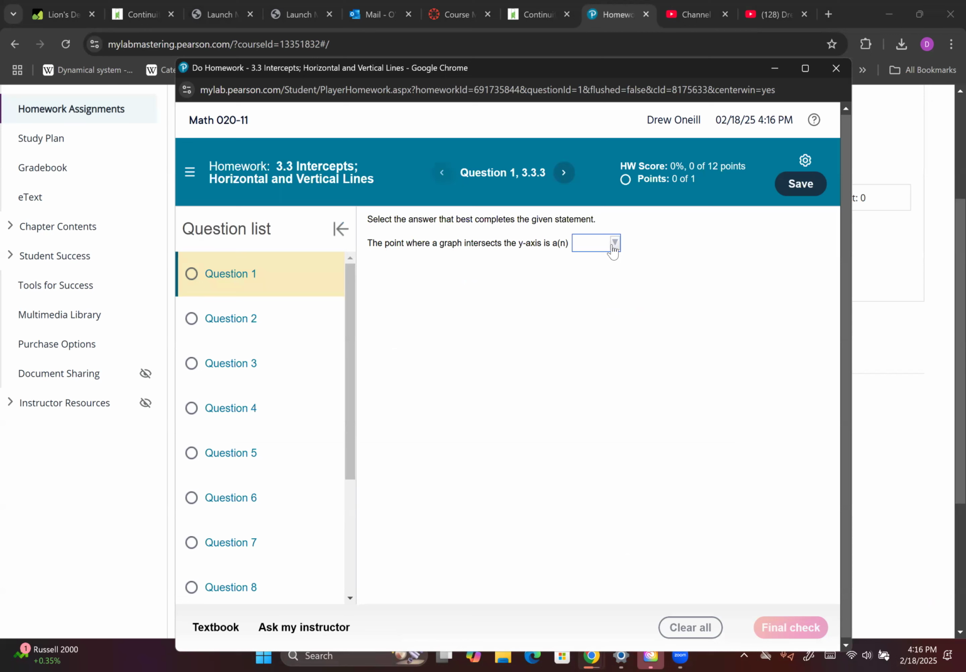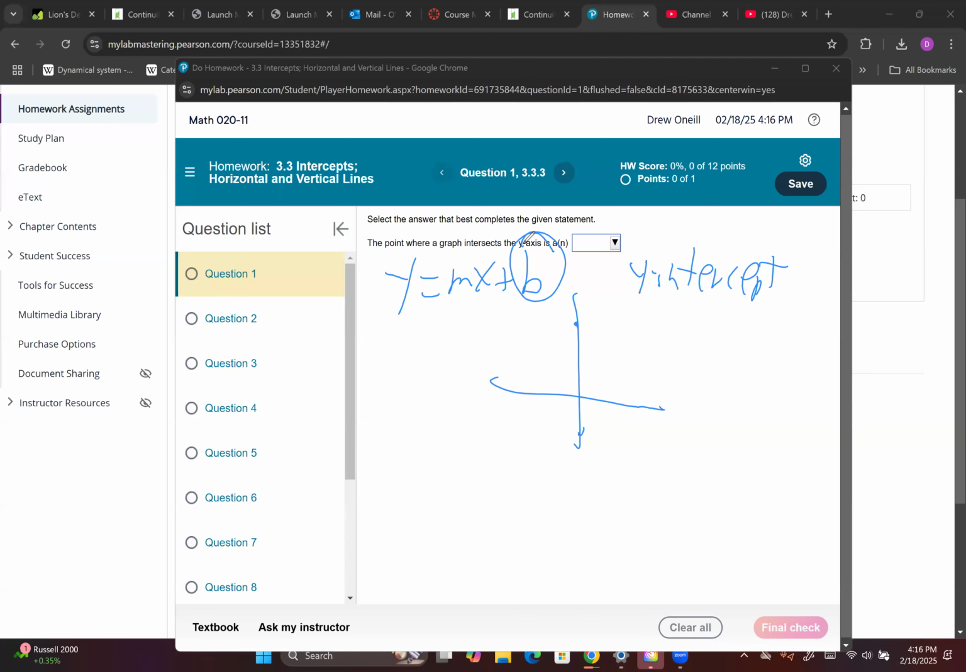The point where a graph intersects the y-axis is, okay, it's not too hard. So we have a graph like this. Wherever it hits here is the y-intercept. Now it's a little more involved than that though. When we have an equation in slope-intercept form, y equals mx plus b, the y-intercept is always given by b. So if you have an equation like y equals 3x plus 2, it crosses the y-axis at 2. So it crosses at 0, comma 2.